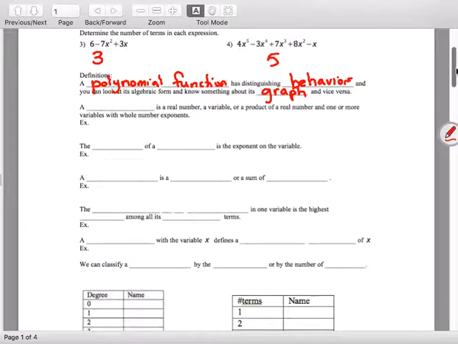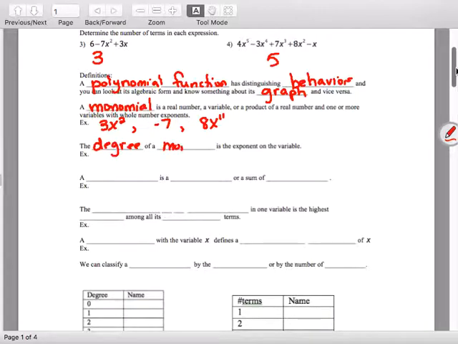A monomial is a real number, a variable, or a product of a real number and one or more variables with whole number exponents. So here are some examples. 3x squared is a monomial. It's one term. I could have a constant, let's say negative 7. That's a monomial. 8x to the 11th is a monomial. So I put 3 different examples here.